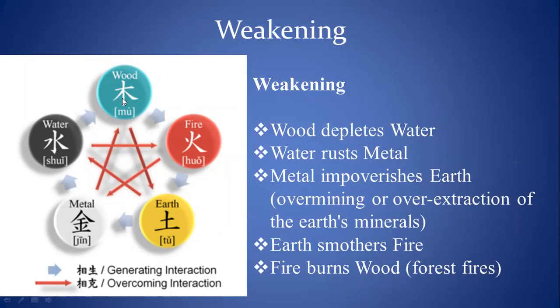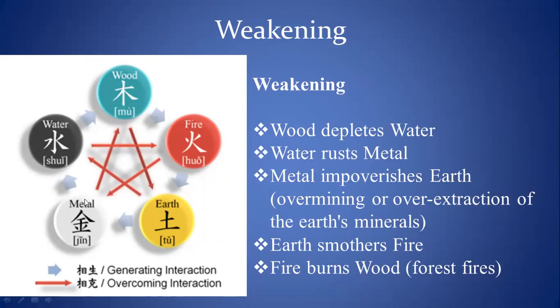So the element that normally does the generating is being depleted. It is being sort of sucked of its energy. So common words associated with this cycle include things like weakening, draining, diminishing, or exhausting. The idea of exhausting the resource that is creating the next resource. So if we go through the cycle, wood depletes water, going backwards here, which means there's too many trees, for example, and not enough water, or too many plants.